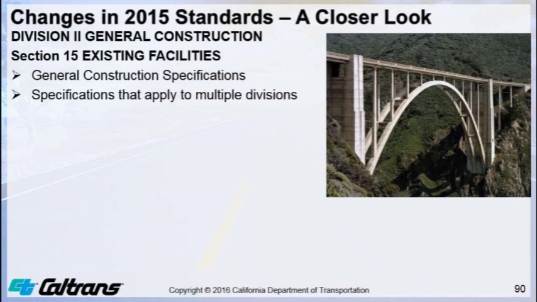A major change in the 2015 standard specifications was moving the specifications for repairing or rehabilitating structures and drainage facilities into two new sections. We now have Section 60 Existing Structures in Division 6 Structures, and Section 71 Existing Drainage Facilities in Division 7 Drainage Facilities. For the other divisions, 2010 Section 15 Existing Facility specifications were moved to the end of the technical sections. There are some examples shown later in the presentation slides where we'll show you where these ended up.